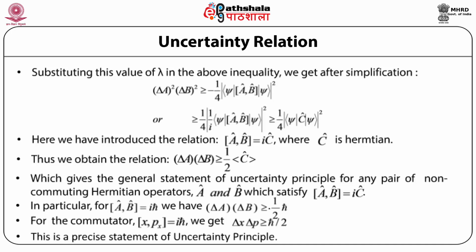In particular, for the commutator of operator A and operator B to be equal to iota times H cross, we have delta A times delta B is greater than or equal to half H cross. And for the commutator of operator X and operator Px equal to iota times H cross, using the above general result, we can write down the result for delta X times delta Px as delta X times delta Px is greater than or equal to H cross by 2. And this is the precise statement of the uncertainty principle.